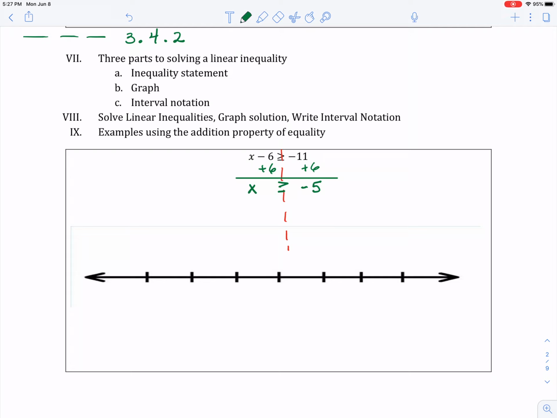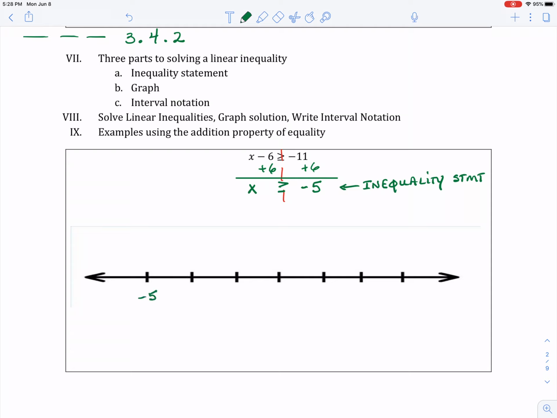So this is the inequality statement. All right, so you can see that comes about just in the process of solving the inequality. All right, so now that I've got the inequality statement, let me show you a graph.